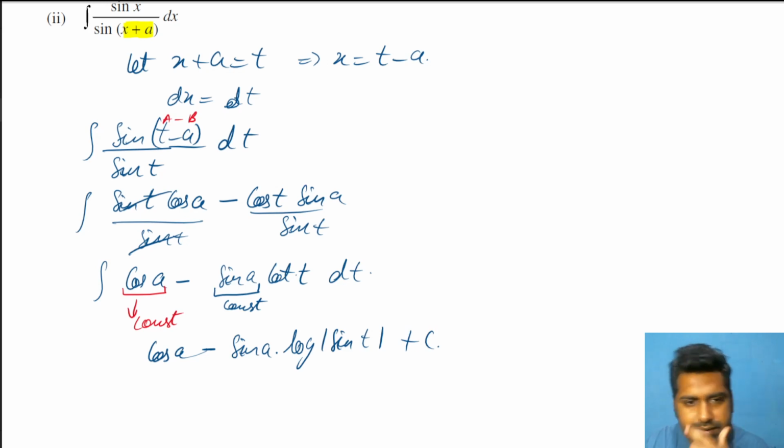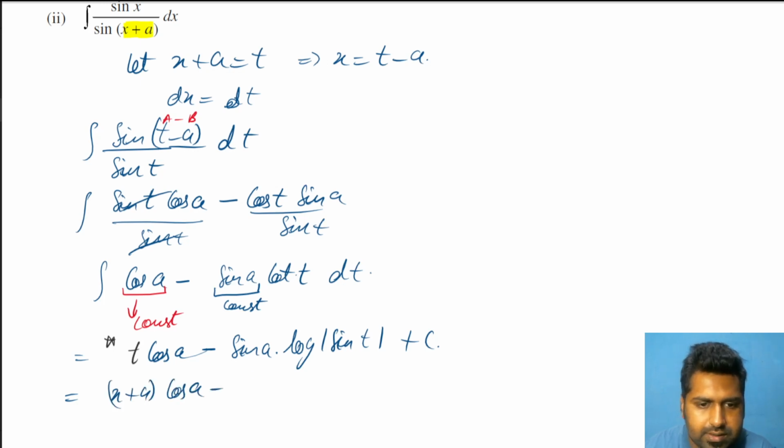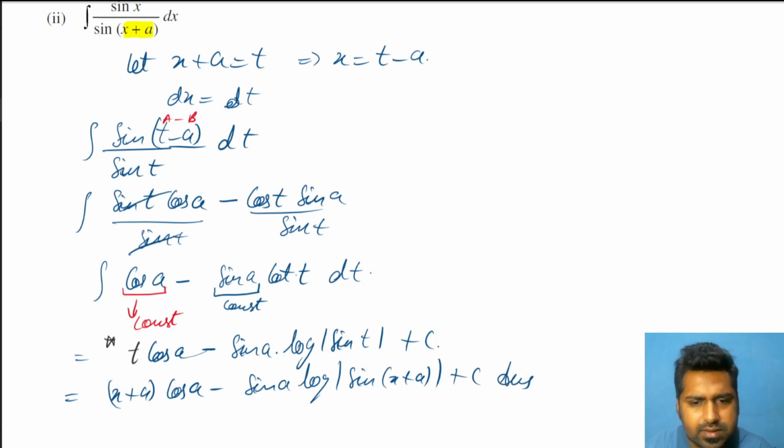One important thing: we are integrating with respect to t. So integration of a constant will not be x, it will be t. Remember that, a casual mistake. And now put the value of t. T was actually x plus a. So it is x plus a times cos a minus sine a log mod sine bracket x plus a, plus c. Yes, a very weird answer, but that's it. At least we got to the formatted form, no?